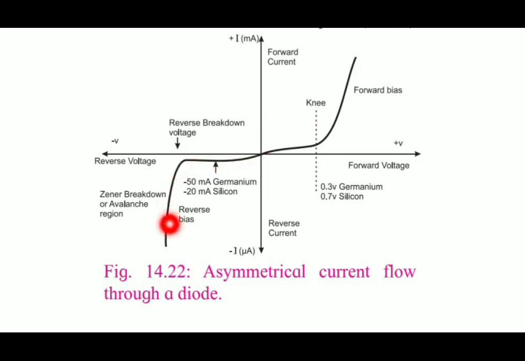A diode can thus be used as a one-way switch in a circuit. It is forward biased when its anode is connected to a higher potential than the cathode. When the anode is at a lower potential than the cathode, it is reverse biased. A diode can be zero biased if no external voltage is applied across the p-n junction diode. So this is all regarding diodes.